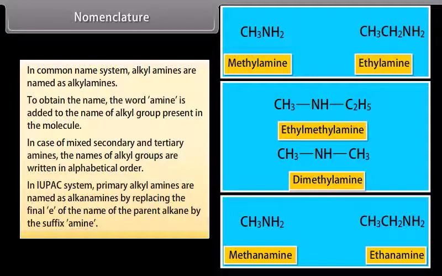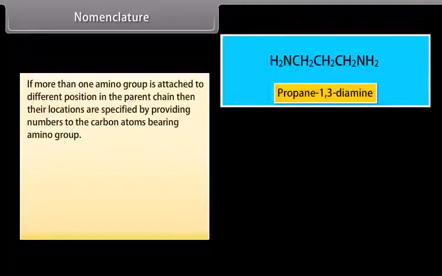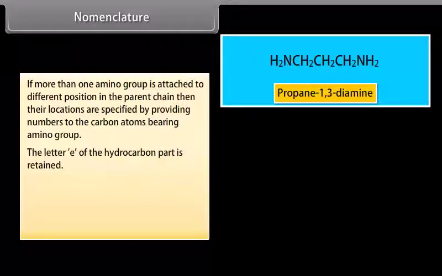In IUPAC system, primary alkyl amines are named as alkanamines by replacing the final e of the name of the parent alkane by the suffix amine. If more than one amino group is attached to different positions in the parent chain, then their locations are specified by providing numbers to the carbon atoms bearing amino group. The letter e of the hydrocarbon part is retained.